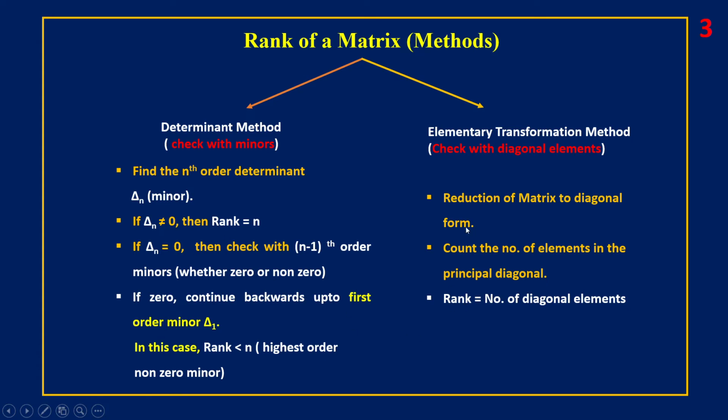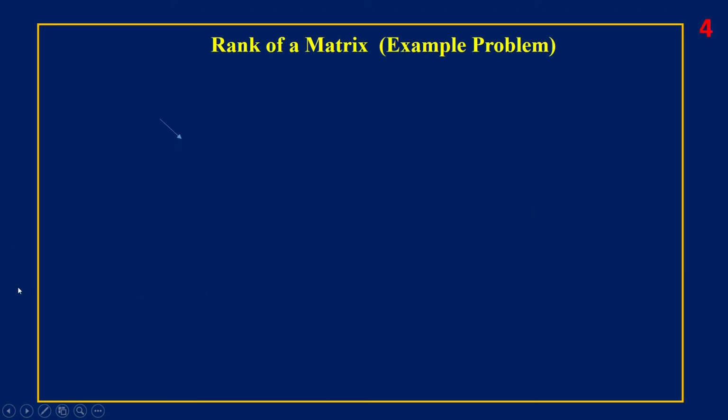So this is about the elementary transformation method to find the rank of a matrix, and also the determinant method to find the rank of a matrix. For every square matrix, the rank is less than or equal to n. I will give you an example problem for the square matrix. I have considered a square matrix, it is nothing but a 3 cross 3 matrix.